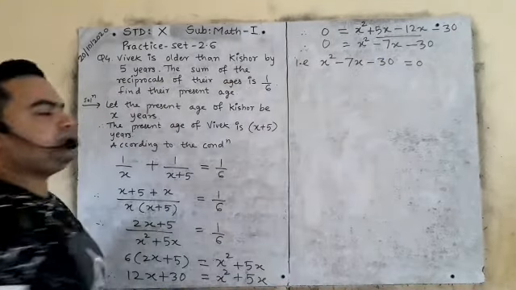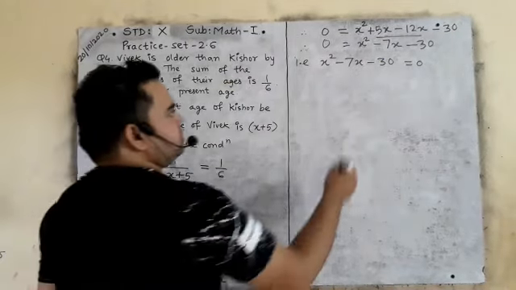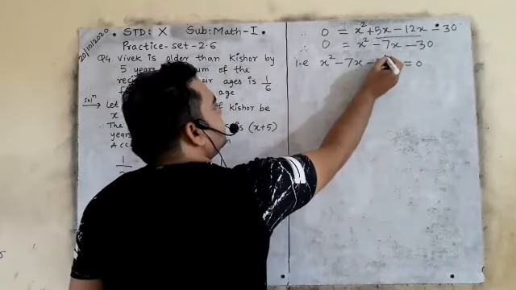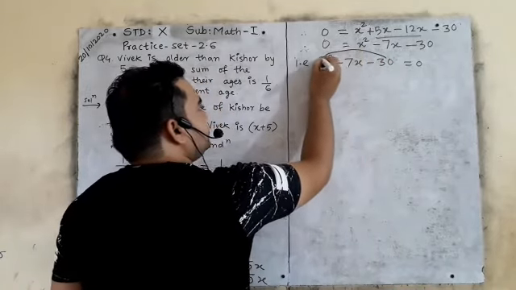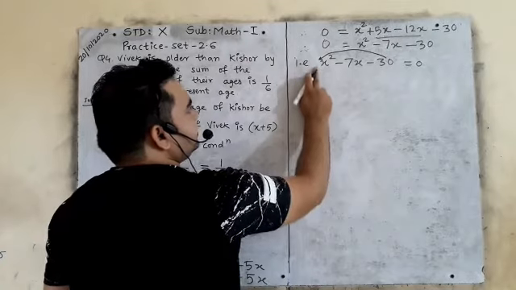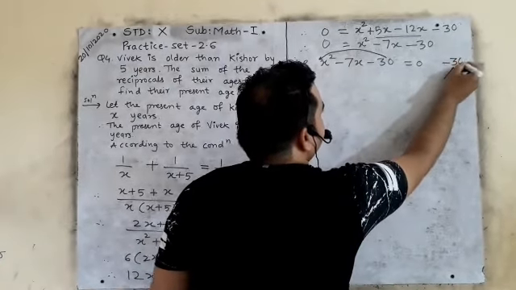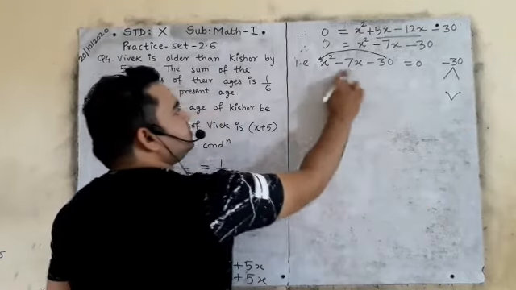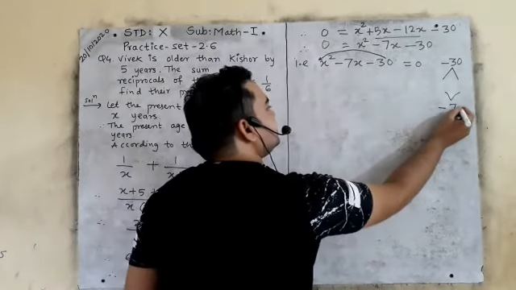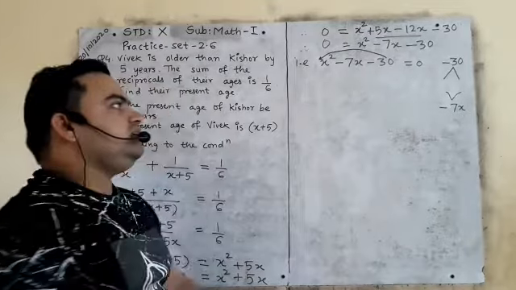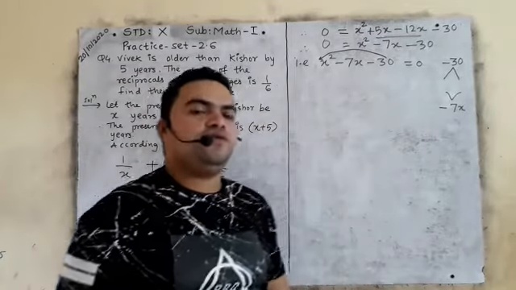Now this is a quadratic equation. Now you will factorize over here. This 30 will multiply to the coefficient of x square. Here it is 1. So you will multiply 30, minus 30 ones are 30. And how much is the middle term? Minus 7x. Okay. So factors of 30 is what?